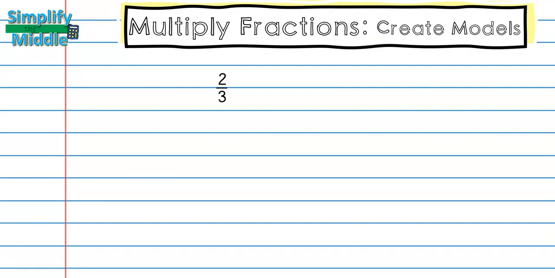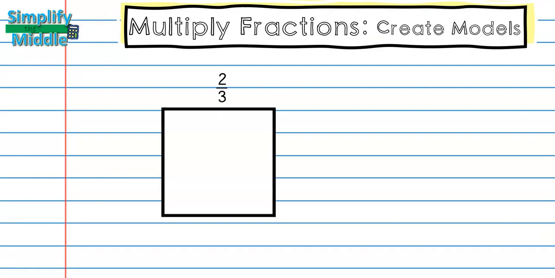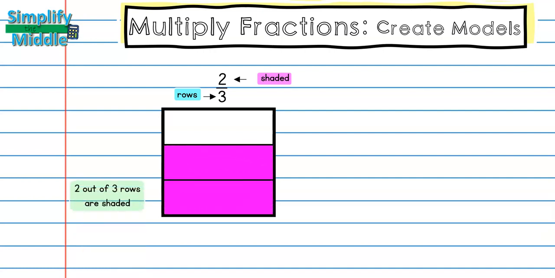Let's start by first drawing a model of 2/3. I'm going to start with a box, and I'm going to cut it into rows. I'd like 3 rows because the denominator tells me how many pieces to cut it into. After I create my 3 rows, I then need to shade some of them. For that, I'll look at my numerator. Because this is 2/3, I'm going to shade 2 of my 3 rows. So this fraction just shows 2 out of 3 rows are shaded.